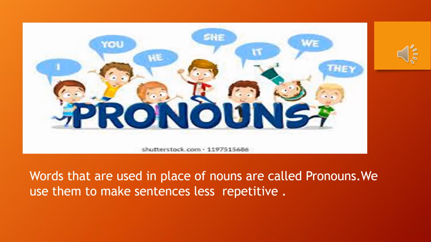When we see a noun repeatedly in a sentence, that sentence seems to be inappropriate. So, to avoid that repetition, we use pronouns. Words that are used in place of a noun are called pronouns. We use them to make sentences less repetitive. Pronouns are words that take the place of a noun. We can use a pronoun instead of a noun.